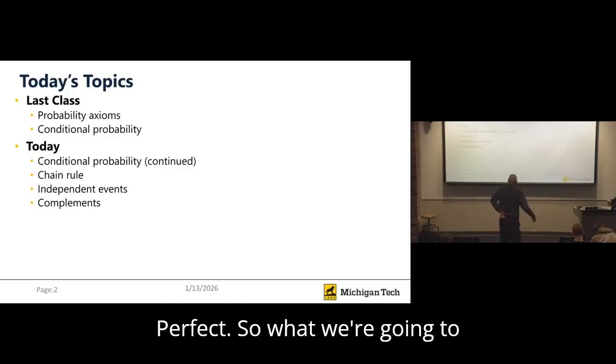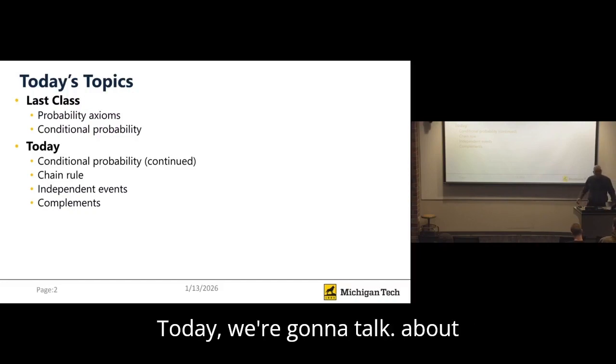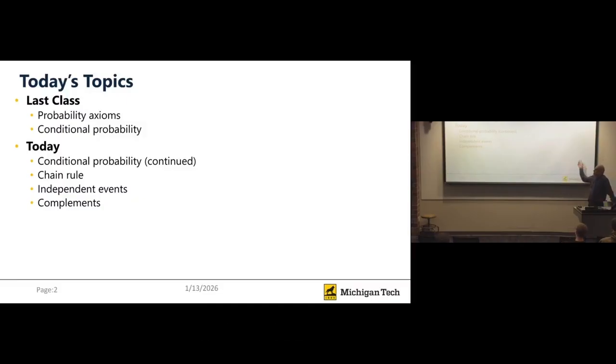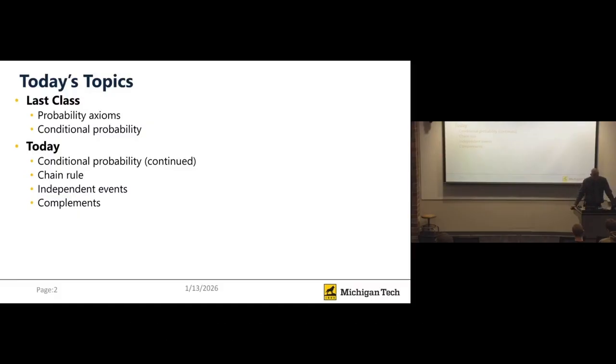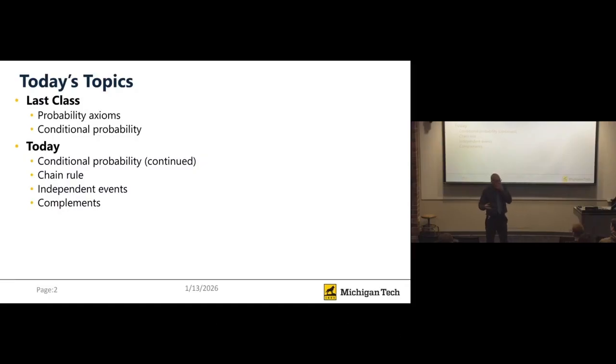Perfect. So what we're going to do today, so that was from last class. Today we're going to talk more about conditional probability, like continuing last class. Conditional probability is important. Also, we're going to talk about chain rule or multiplication rule.